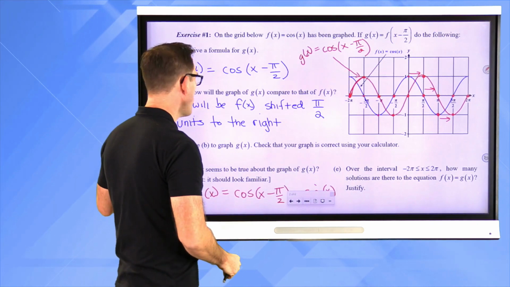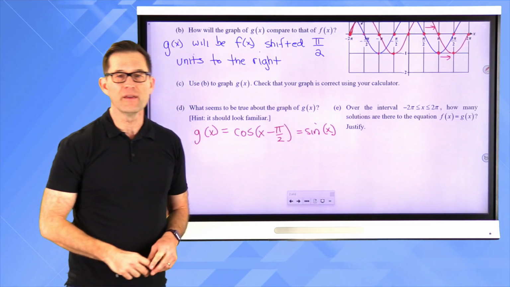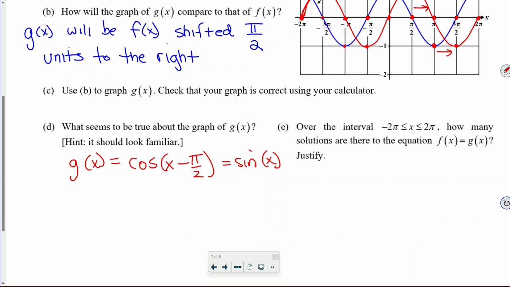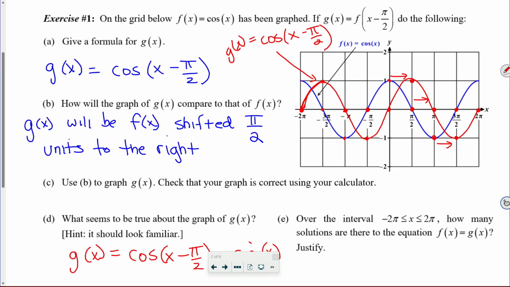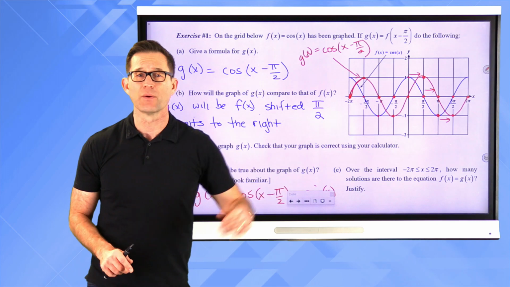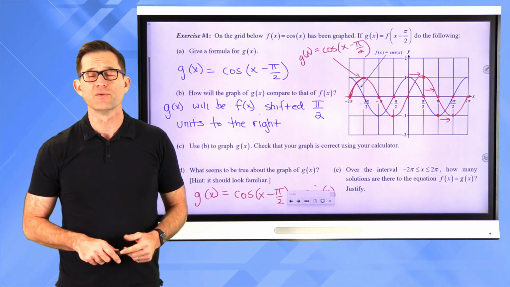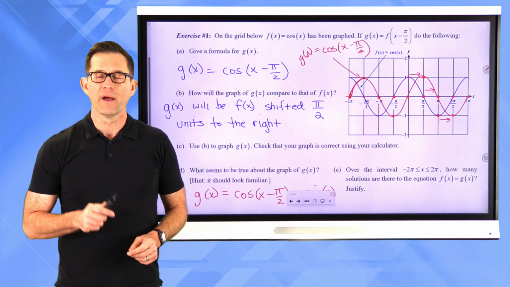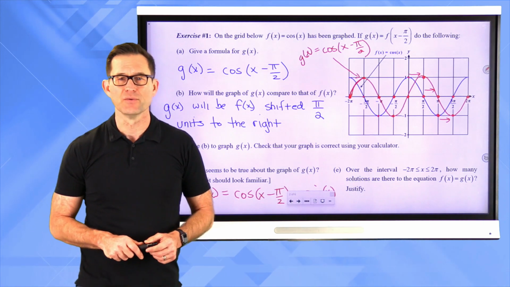All right, one last question in this, letter E. Over the interval -2 pi is less than or equal to x, which is less than or equal to 2 pi, how many solutions are there to the equation f of x equals g of x? Now all I'm asking for is how many solutions there are to f of x equals g of x, not what the solutions are. Pause the video now and see if you can tell me how many solutions there are.